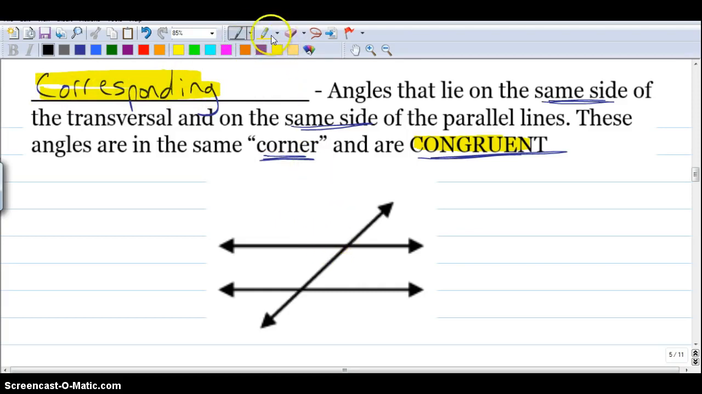So, let's go over an example here. Don't worry about the bottom right now. Look at these 4 angles on top. This angle right here is the top left corner. On the bottom, which one is the top left corner? This one. Since that's the top left corner on top, and that's the top left corner on the bottom, those are corresponding angles.